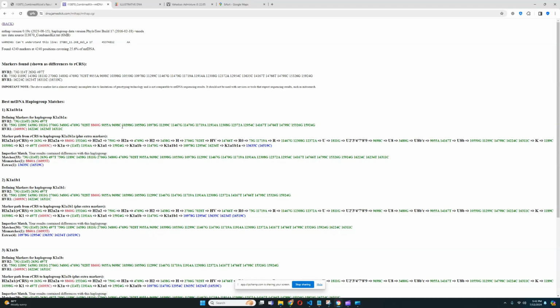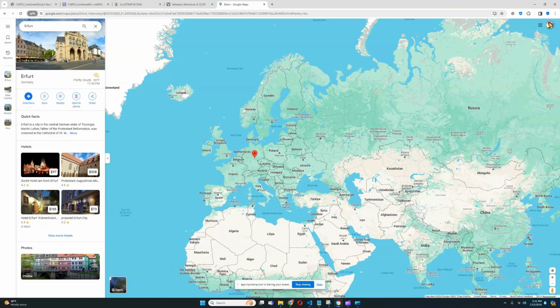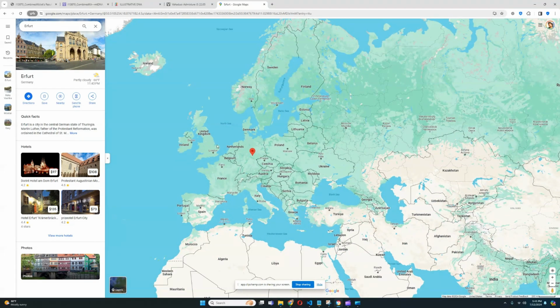Very, very interesting. Now, if you look at medieval European Jews from Erfurt on Illustrative DNA, you can see that they're most similar to various Ashkenazi Jews from Poland, Ukraine, Russia, Lithuania, Belarus, Germany. Of course Ashkenazi Jews are most similar to various other Ashkenazi Jews, and Erfurt is located in Germany. So these would be Ashkenazi Jews. They are European Jews. Ashkenazi refers to Jews from Europe. So these would be Ashkenazi Jews, right?